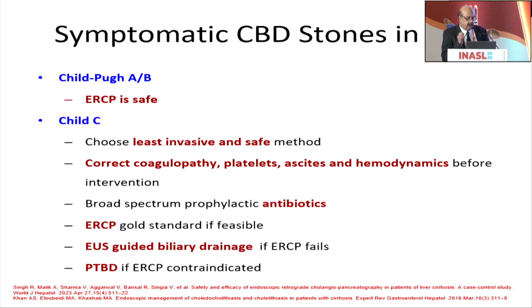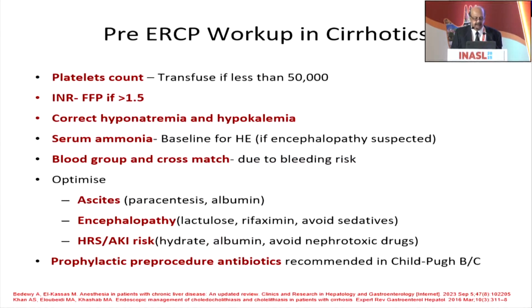Symptomatic CBD stone, Child's A and B status, ERCP is safe. In Child C, we have to actually correct the coagulopathy, platelets, ascites, hemodynamics before the intervention. Broad spectrum prophylactic antibiotics should be given. ERCP is the gold standard in these patients, and EUS guided biliary drainage should be done if the ERCP fails, and if the patient is very sick, not a candidate for ERCP, even PTBD can be performed. So, what is the preoperative workup?